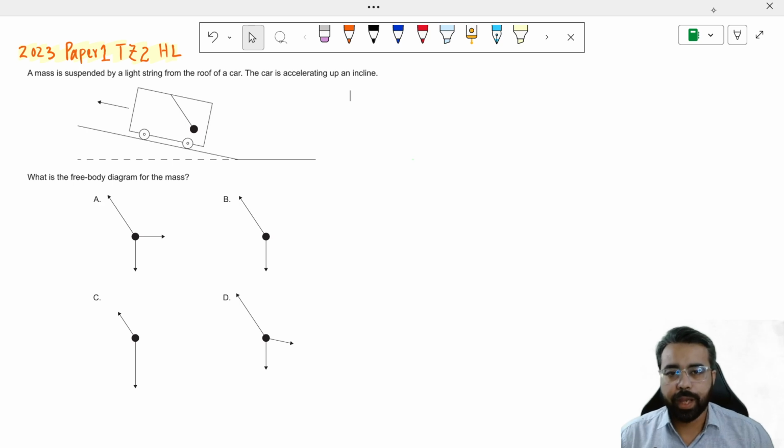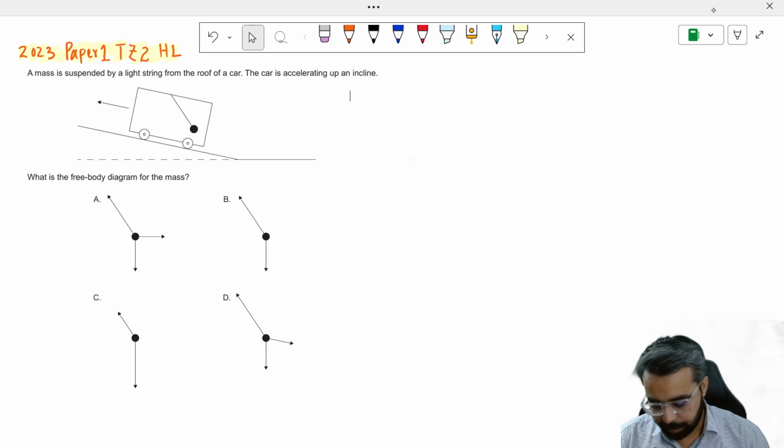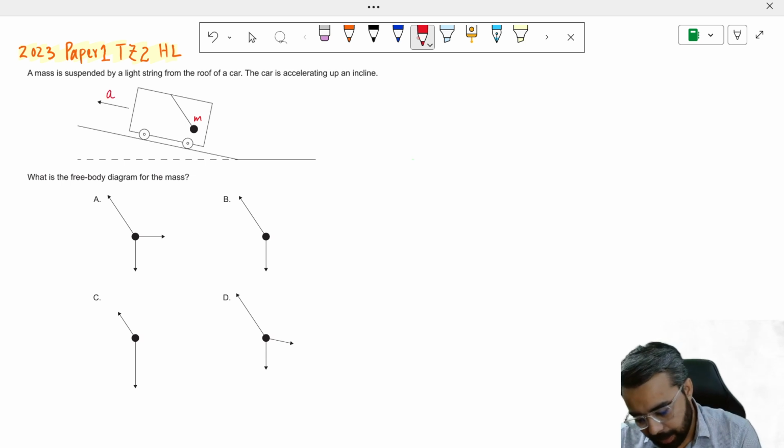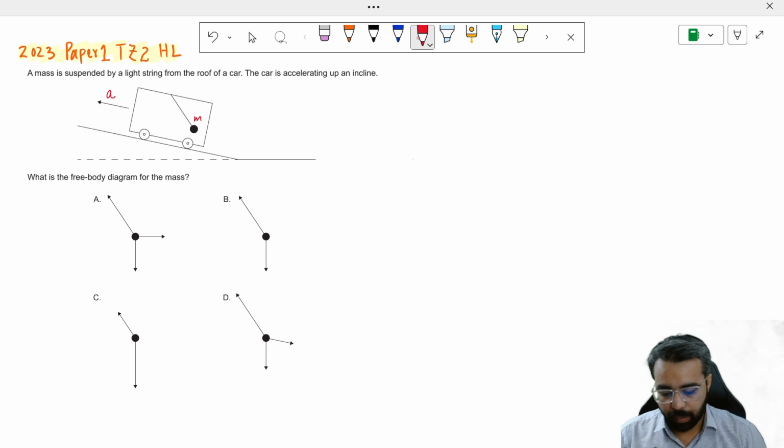In this question, we have to identify the correct free body diagram of this mass which is hanging from the roof of the car, which is accelerating up on the incline. Okay, so first of all, how many real forces are applied on this mass?